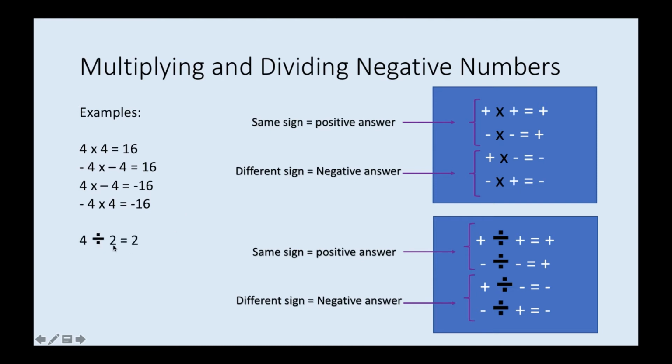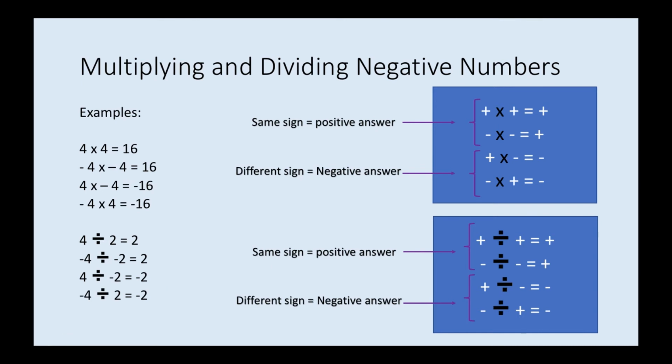4 divided by 2 is 2. Minus 4 divided by minus 2 is also 2. Signs that are the same give us a positive answer. 4 divided by minus 2 is minus 2. So like I said before, I like to do the calculation. So sometimes I'll just do 4 divided by 2, which is 2. And then I look to see what signs I have. I have a negative here and a positive here. So I know my answer will be negative. And then I'll just put it in front. Okay, it stops you from having to use your brain too much.